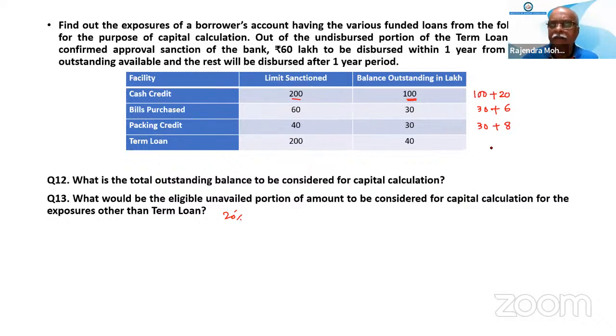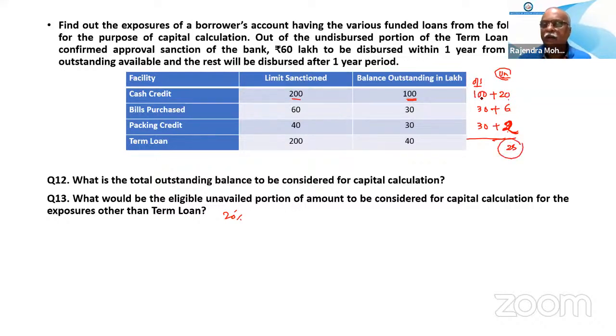Okay. Is it correct or not? 36. Okay. So how much is it coming? Am I doing the correct thing or not? Can anybody explain? The third one, packing credit, is 10. Sir, the question is for 2, unavailed portion only. This is the unavailed portion. This is the outstanding. So 20 plus 6 plus 2 is 28.